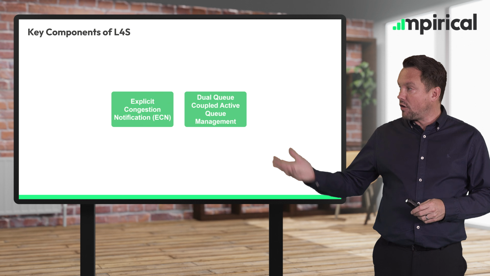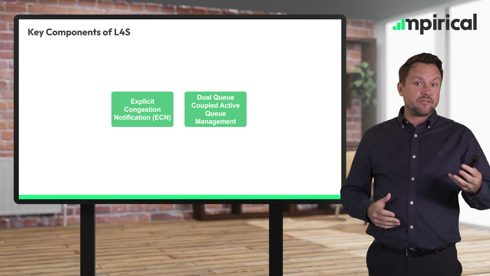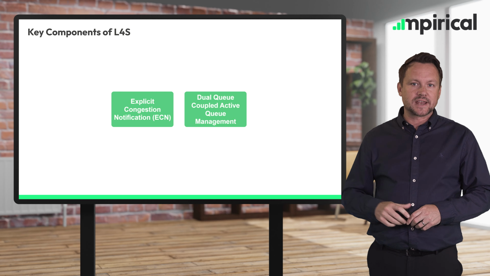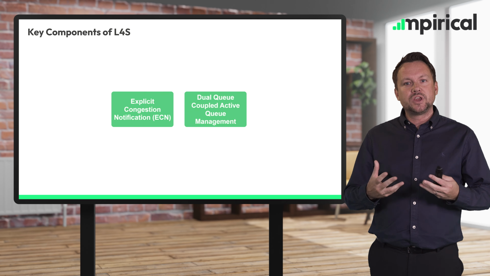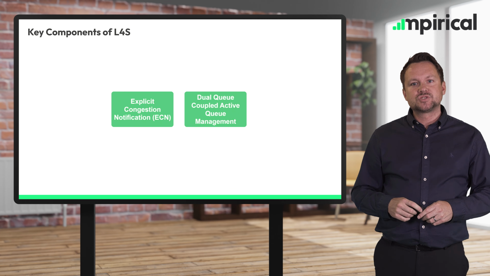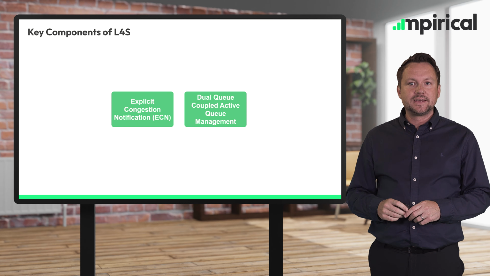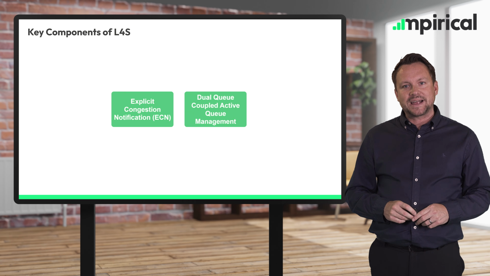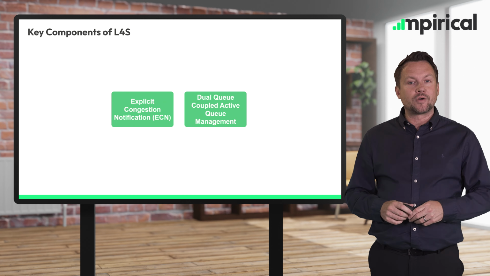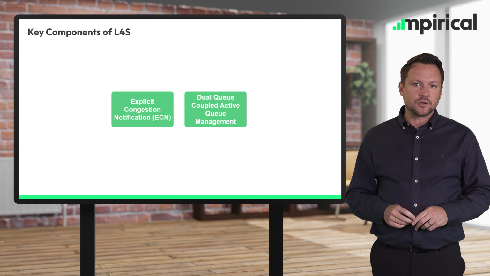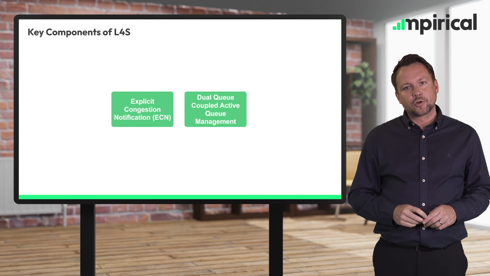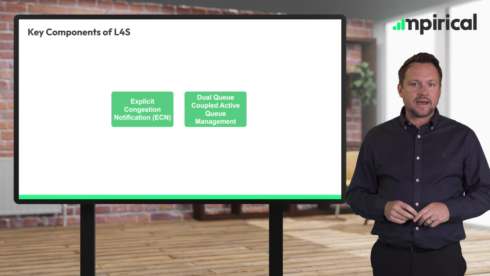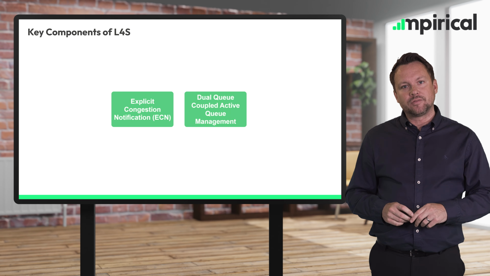So this notion of dual queue is we have L4S traffic and we have classic, i.e. non-L4S or non-delay critical traffic. And we use an algorithm to ensure that the traffic is treated fairly and that an even balance or an equal balance of packets is allowed through from both the L4S queue and the classic queue. So both of these two technologies in combination really are the key underpinning technologies behind L4S.